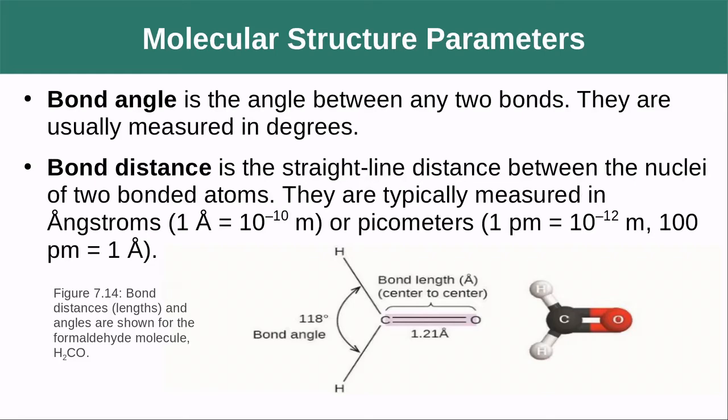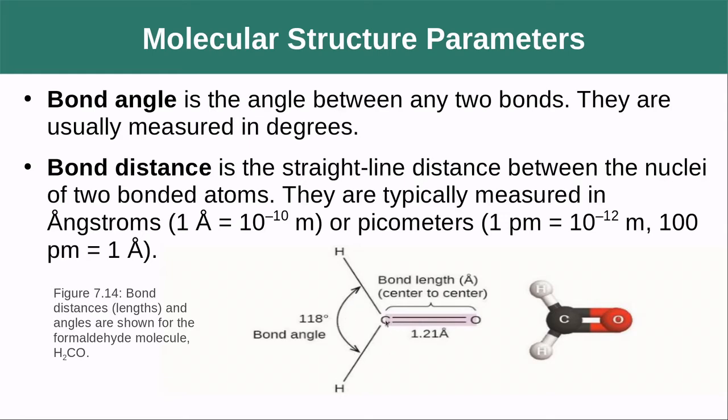So bond angle. If we look at our planar acetone down here, the bond angle is going to be the angle between any two bonds, right? So this is a bond angle. There's going to be a bond angle here, and there's going to be one here. This one happens to be about 118 degrees.